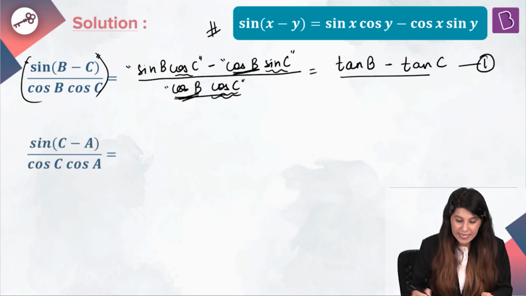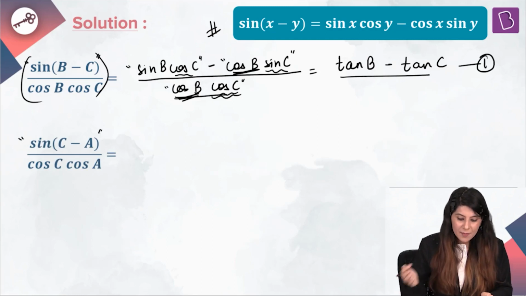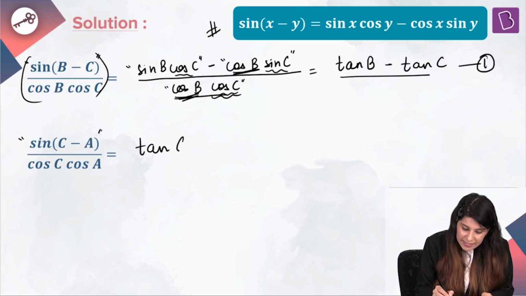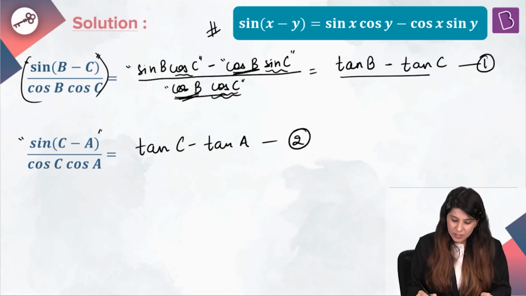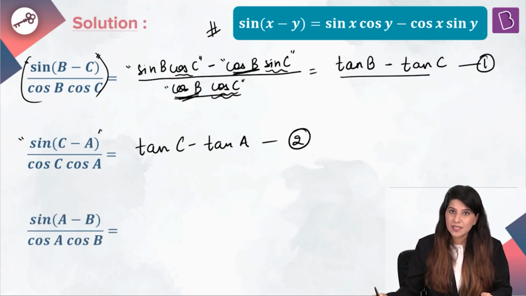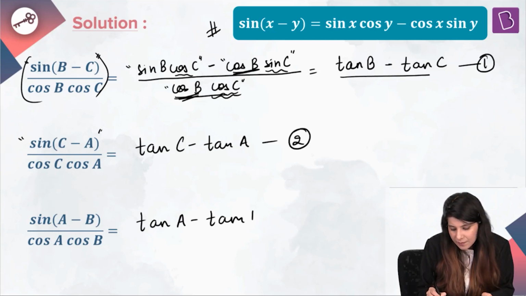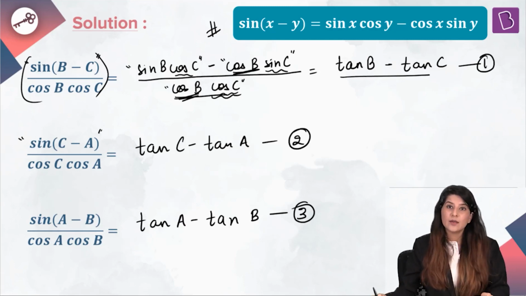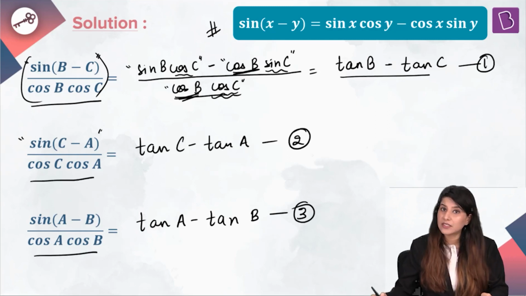And if I talk about the second term of the expression given in the question, sin(C minus A) whole upon cos C cos A will be equal to tan C minus tan A, isn't it? Let's now talk about the third term. Please tell me, what will be the expression equivalent to this term? This will be tan A minus tan B, isn't it?